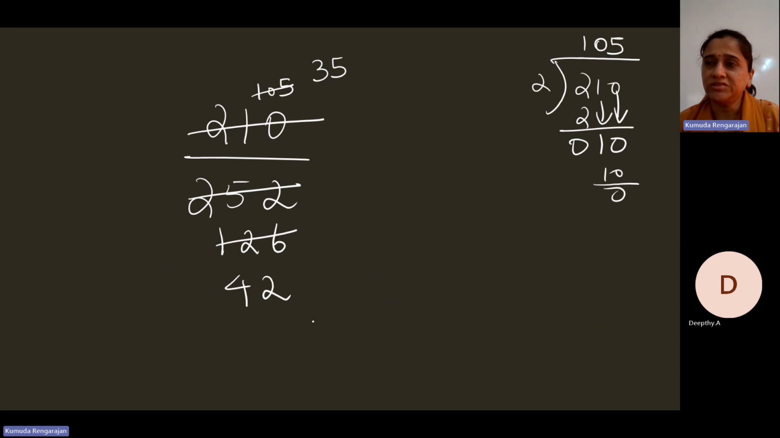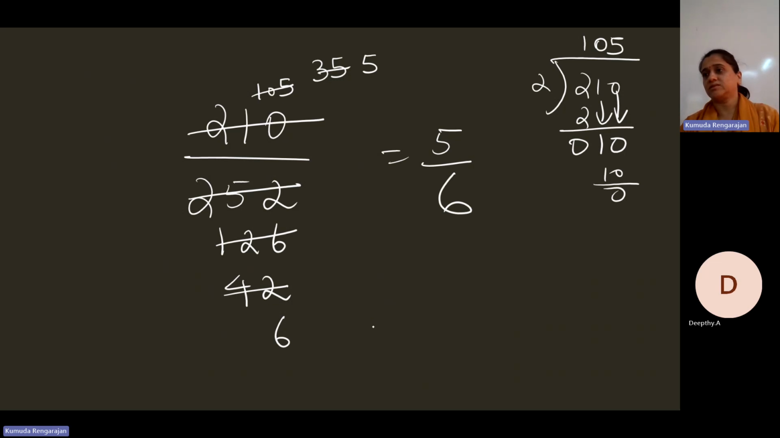35, 42. You can simplify them further. Which tables? In the tables of 7. 7 fives are 35. 7 sixes are 42. So the simplest form is 5 by 6.